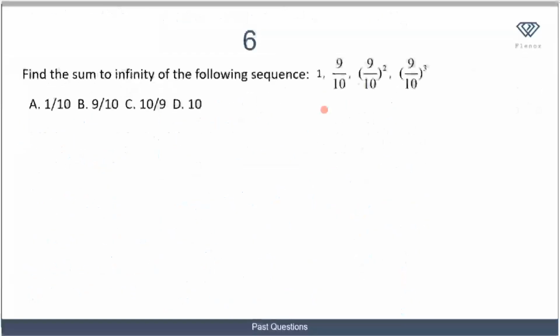Now on to the next question. Here we are told to find the sum to infinity of the sequence.